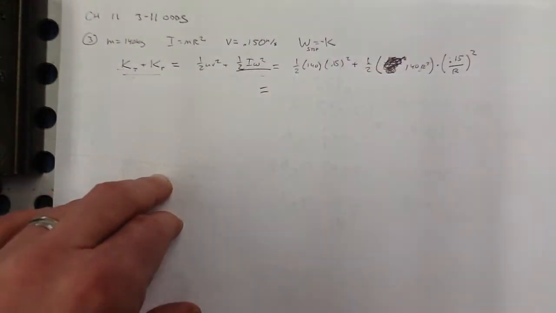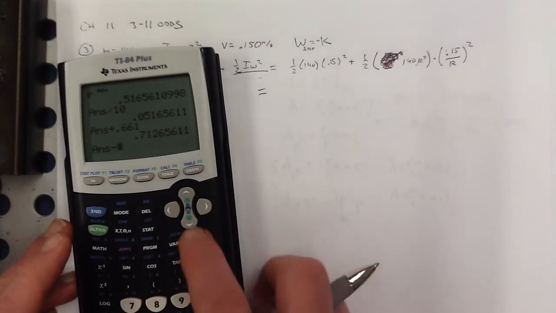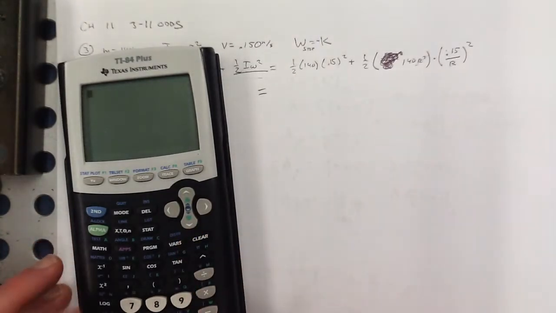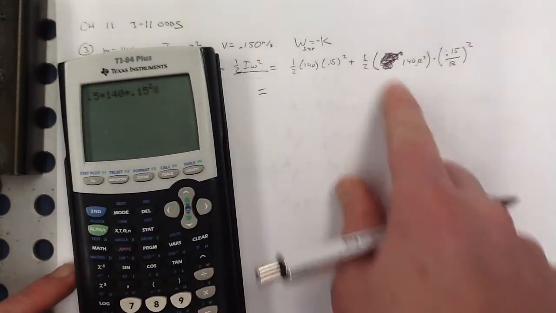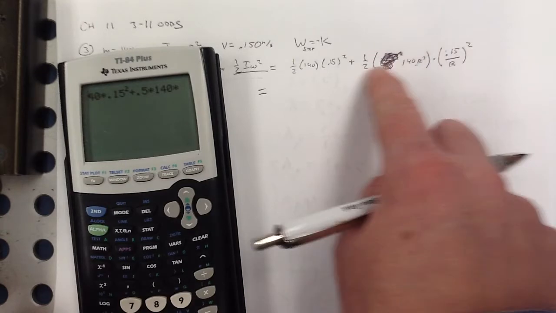And so what do we got? 0.5 times 140 times 0.15 squared. That's the translational kinetic energy plus 1/2 times 140 times 0.15 squared. And if you notice, we actually are doing the same thing.